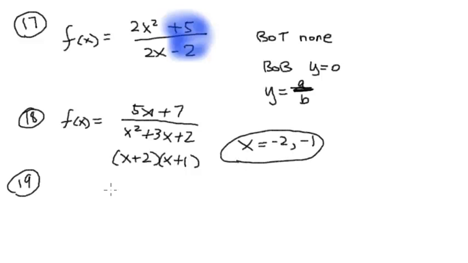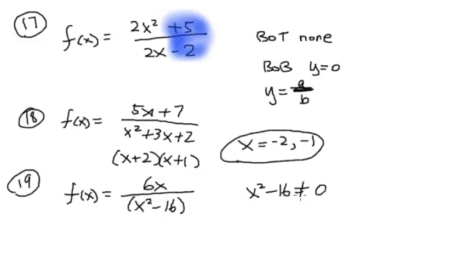Number 19, last one, determine the domain. For the domain, there are only 2 rules so far. You don't care about the numerator. Do you have an x in the denominator? Yes. Do you have a square root? No. So make sure your square roots are positive and the denominators cannot equal 0. You can solve this by factoring it as a difference of squares, or you can add the 16 to the other side. Either way comes out the same. You get plus or minus 4.